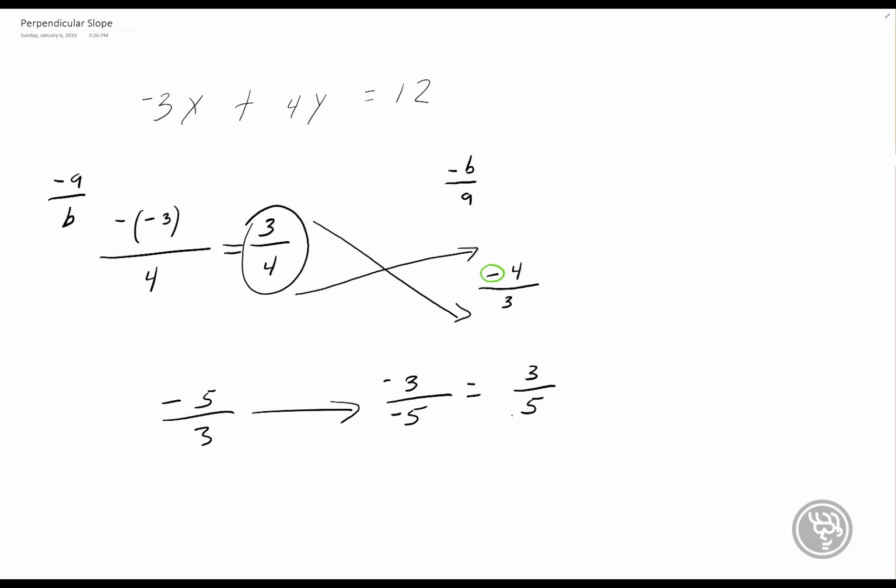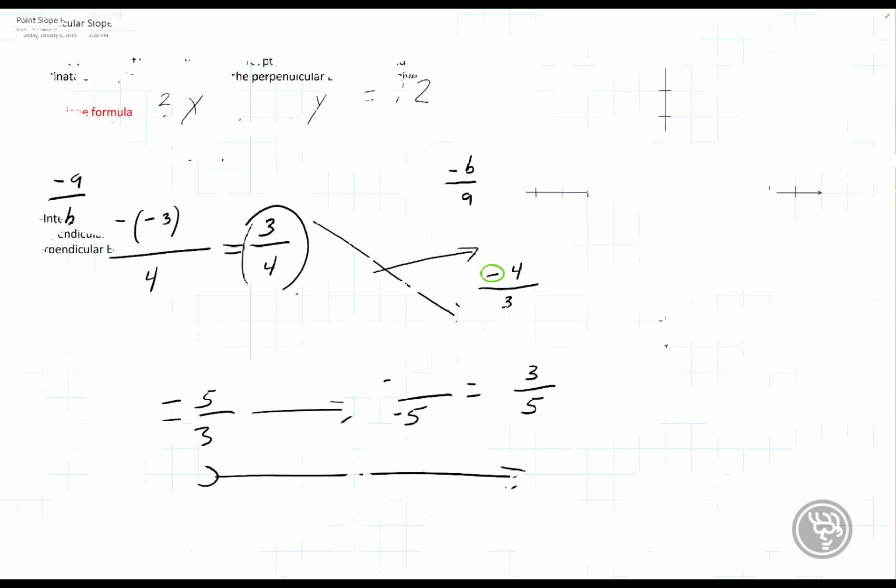So that's how you convert a slope from here to over here and make it perpendicular. Perpendicular means it will cross it at 90 degrees. Okay, so I think this concludes perpendicular slope. Let's go ahead and continue with the end of graphing.